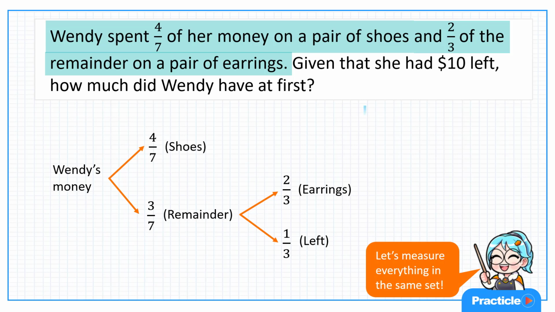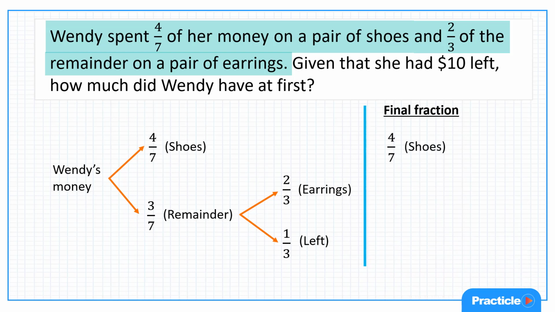We already know that Wendy spent 4/7 of her money on a pair of shoes. But what fraction of her money did she spend on the earrings? Since we know that Wendy spent 2/3 of her remaining money on the earrings, and that remaining money is 3/7 of her original amount of money, we are going to multiply 2/3 by 3/7, alright? And 2/3 times 3/7 equals 2/7. And now we know that Wendy spent 2/7 of her money on the earrings.